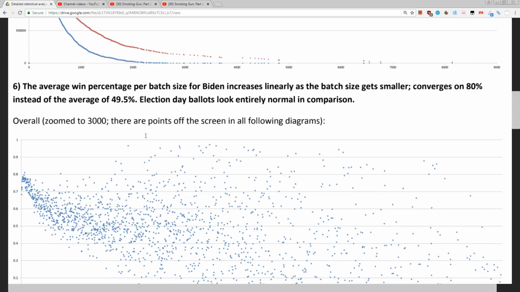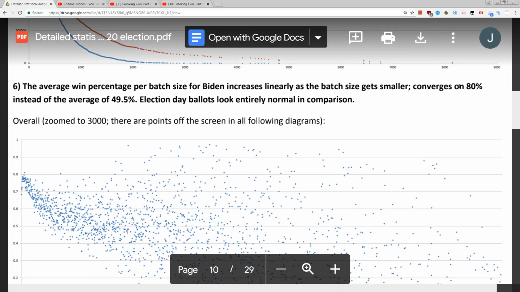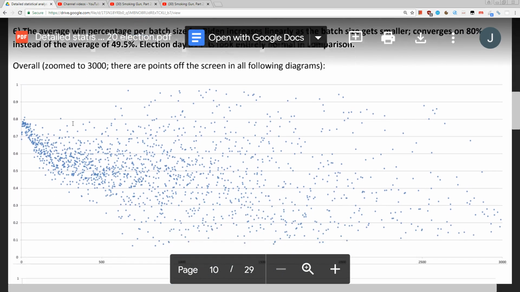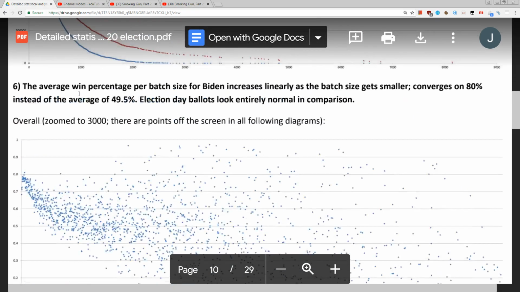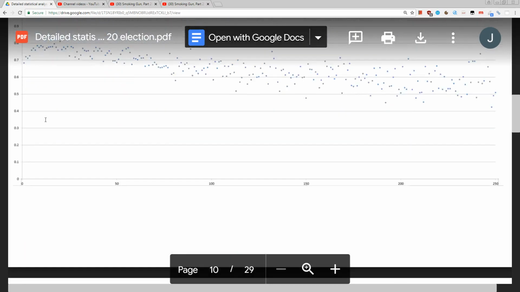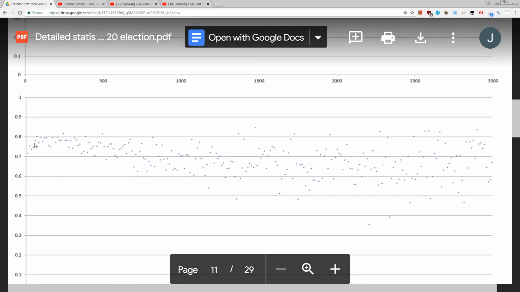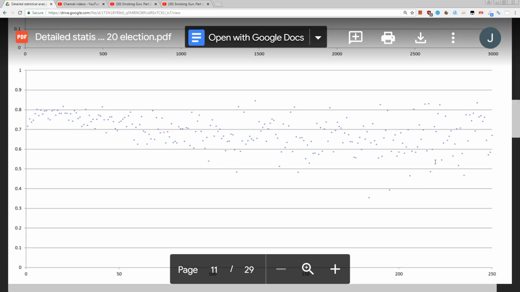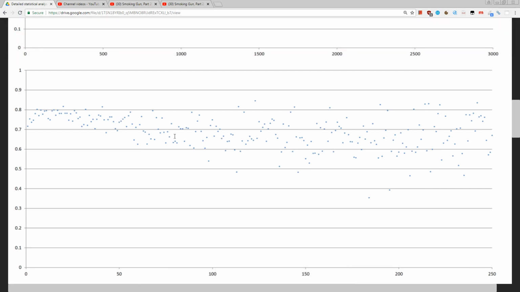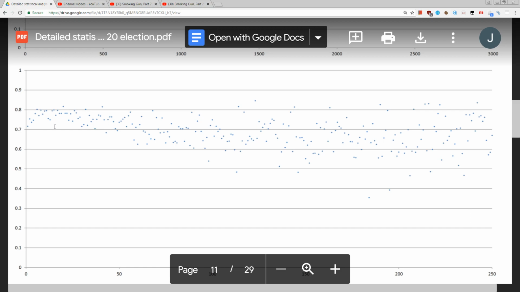So if we actually look at the batch size, as it gets smaller, it converges on 80% for absentee overall. Absentee converges on 80% linearly. So the smaller the batch size, the average Biden percentage for a batch of that size increases. So you get all the batches of that size, get the percentages, and you get the mean percentage. It increases linearly, converges about 80%.